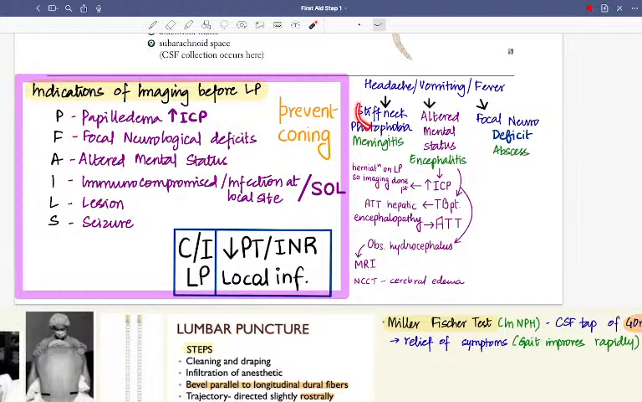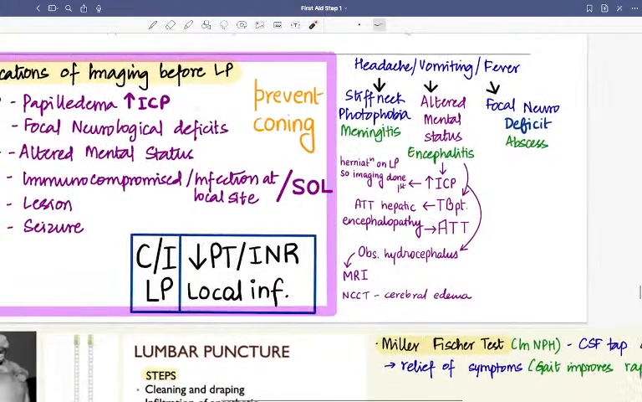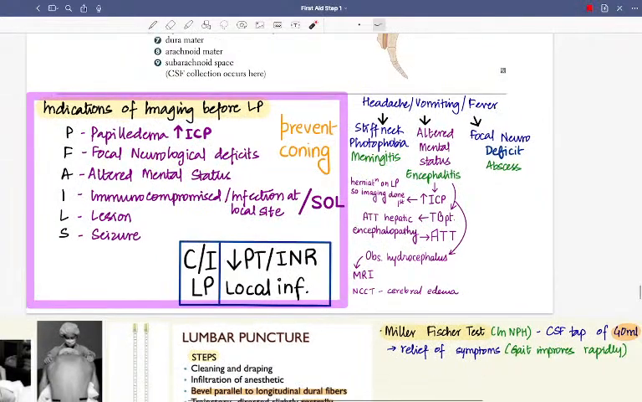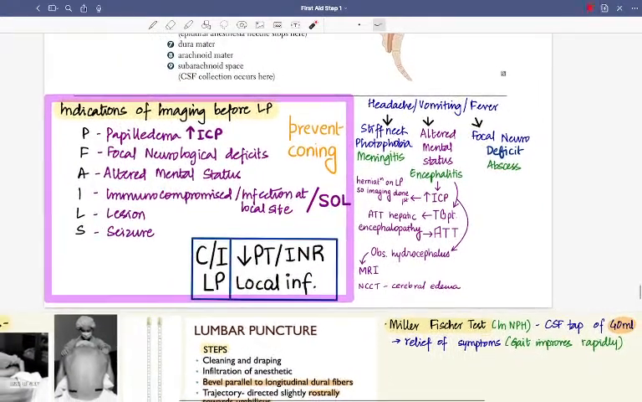So basically what happens is, we had this stiff neck and all this. Now when we have raised ICP, and a TB patient, or hepatic encephalopathy, we have to give ATT. And for obstructive hydrocephalus, you have to do an MRI. And NCCT is basically for cerebral edema.